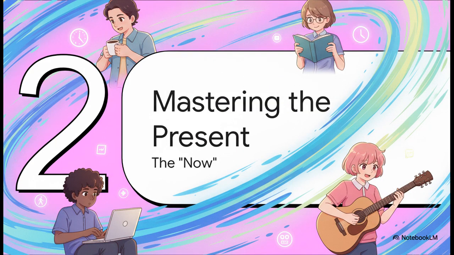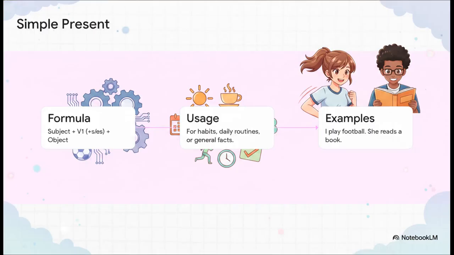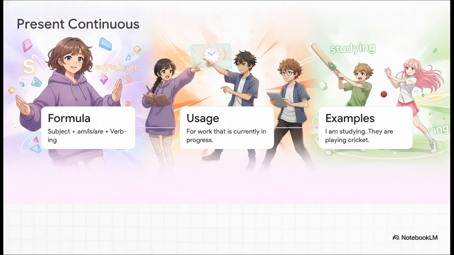Moving right along to part 2, mastering the present, or as I like to call it, the now. Let's kick things off with the simple present. The formula is super easy. It's literally just your subject plus the first form of the verb, maybe tossing in an S or ES depending on who's doing the action, and then your object, like I play football or she reads a book. We use this everyday structure for habits, daily routines, or just general facts, things that are consistently true in your day-to-day life.